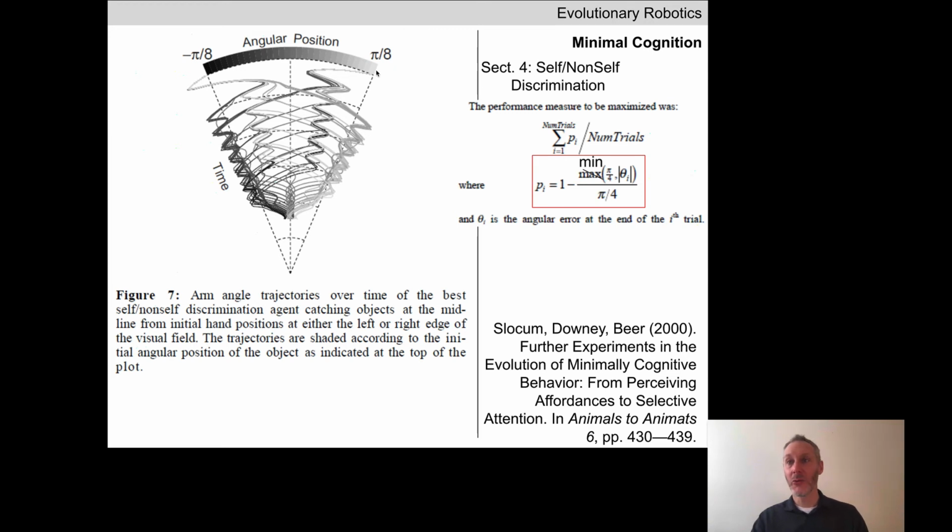The arm was on the right of pi over 8. The arm was on the right. That's right. Over here, all of the trajectories that start on the right-hand side, we dragged the agent's arm to pi over 8 radians. So the arm was on the right of pi over 8. And the color of the trajectory is black or dark. What does that tell us? What does the color of the trajectory tell us?